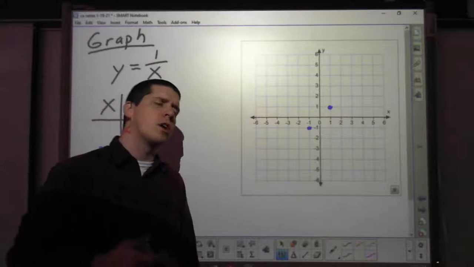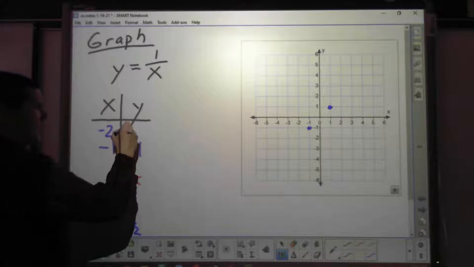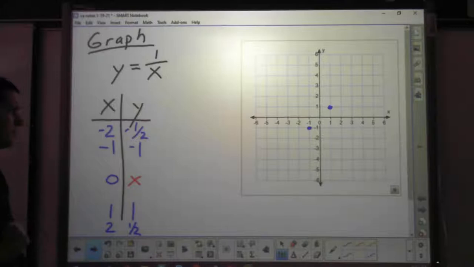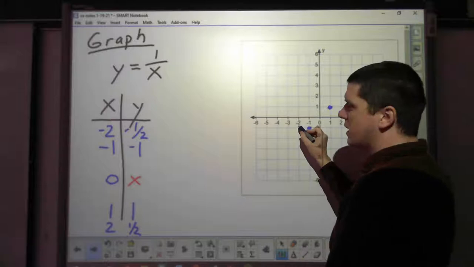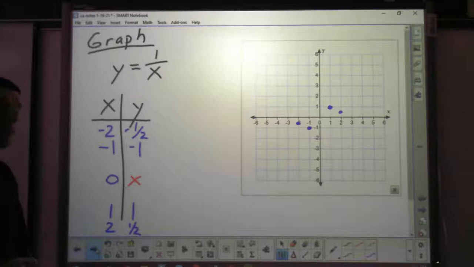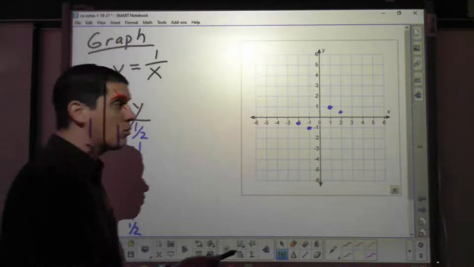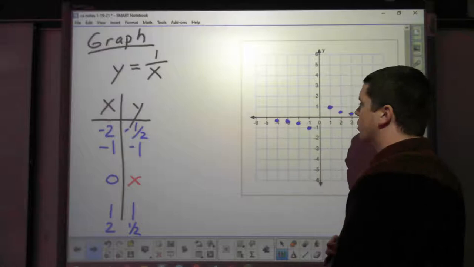Let's take a look at 2 and -2. If I plug in 2, that gives me 1/2. If I plug in -2, that gives me -1/2. Typically, don't write your fractions like that, but I'm just going to try to smoosh it in there. Okay, let's plot those guys here: (2, 1/2) and (-2, -1/2). Huh, that's weird. If we kept going, I would have (3, 1/3), (-3, -1/3), (4, 1/4), (-4, -1/4). So I'd end up with all these tiny points here.